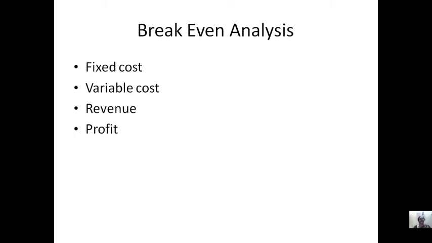We have discussed these in the last class, in the topic cost concepts. Here I am just giving brief information about these four components. Fixed cost doesn't change with the level of output. Variable cost changes with the level of output. Revenue is the total income received. Profit is the money you have after subtracting fixed and variable cost from revenue.